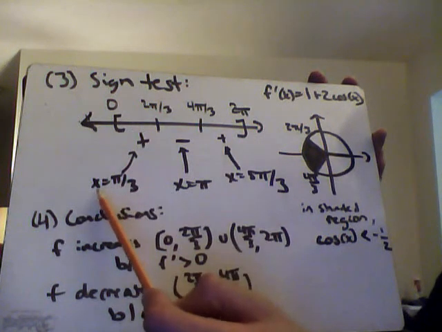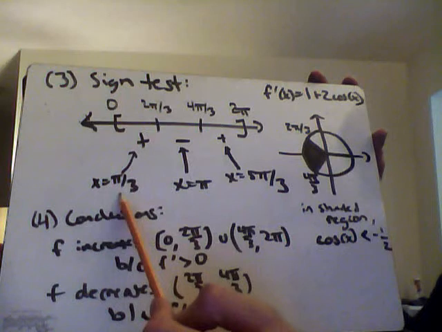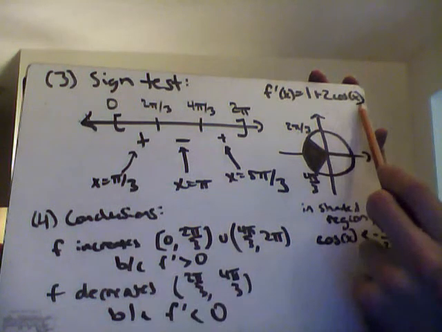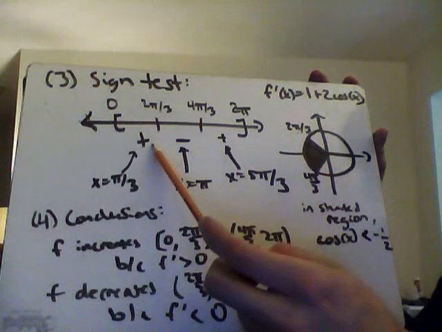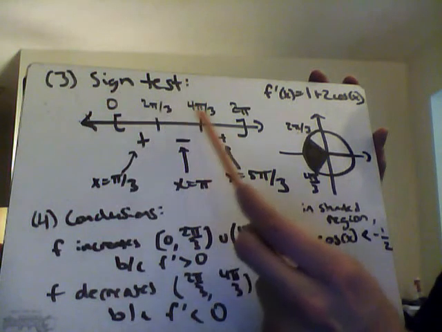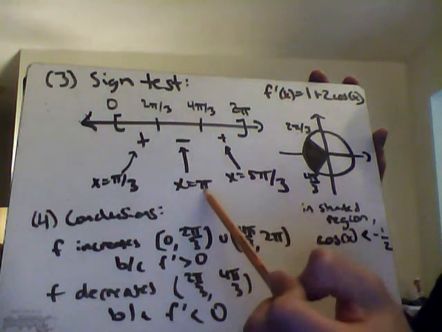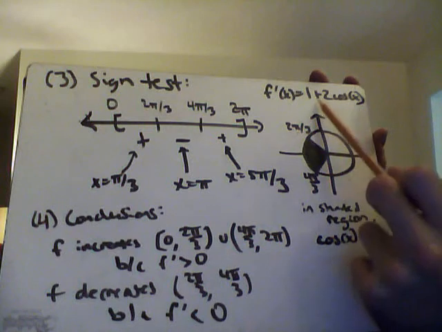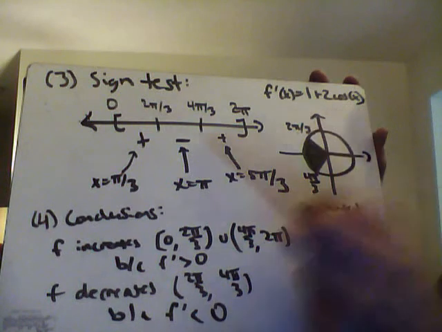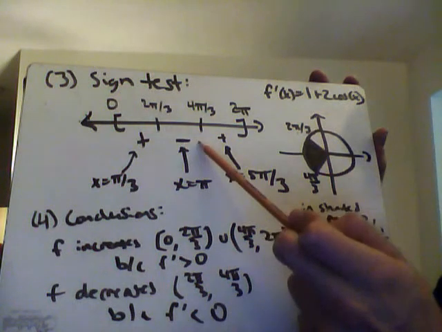For our first sign test, we're going to test where x is equal to pi over 3. If you remember, cosine of pi over 3 is 1/2. 1 plus 2 times 1/2 is, of course, going to be a positive number. From 2 pi over 3 to 4 pi over 3, one test could be x is equal to pi. 2 cosine of pi is equal to negative 1 times 2, which is negative 2. Negative 2 plus 1 is a negative number, so we're going to plug that in as negative under our sign test.